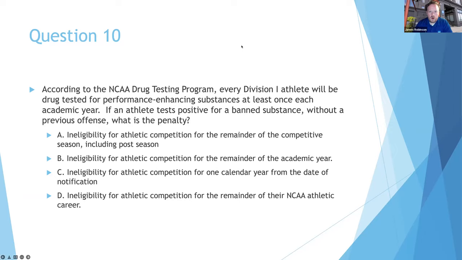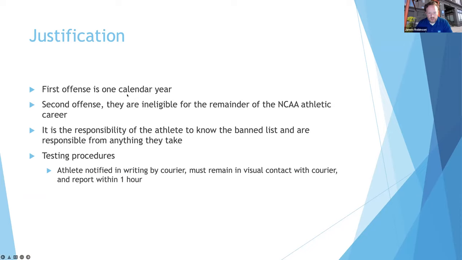Okay, so actually the majority of people chose A. The correct answer is C. It is ineligibility for athletic competition for one calendar year from the date of notification. So for the first offense, it's one calendar year. For the second offense, they are ineligible for the remainder of their NCAA athletic career.